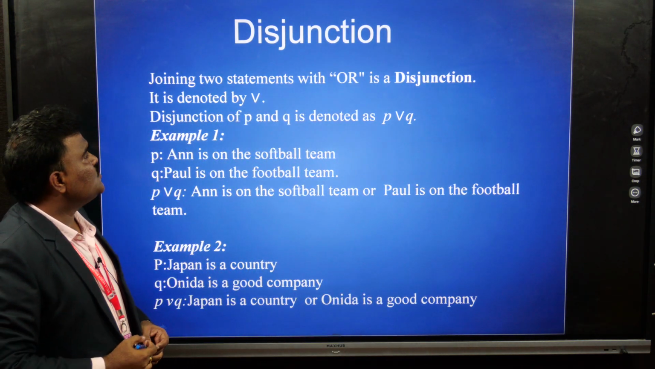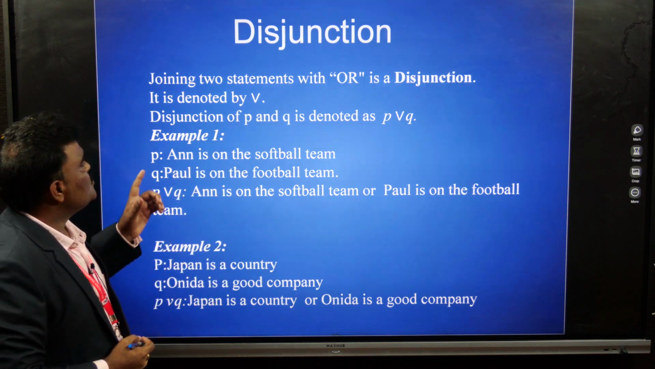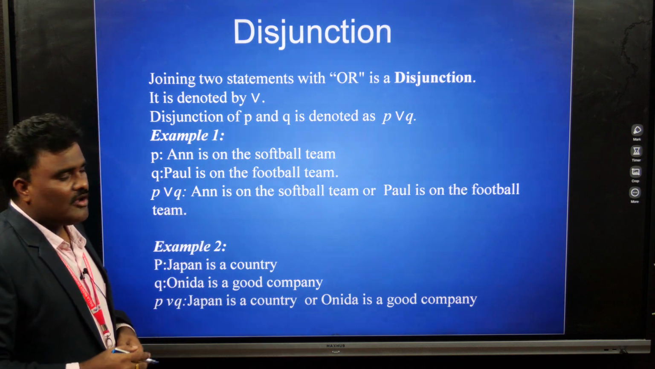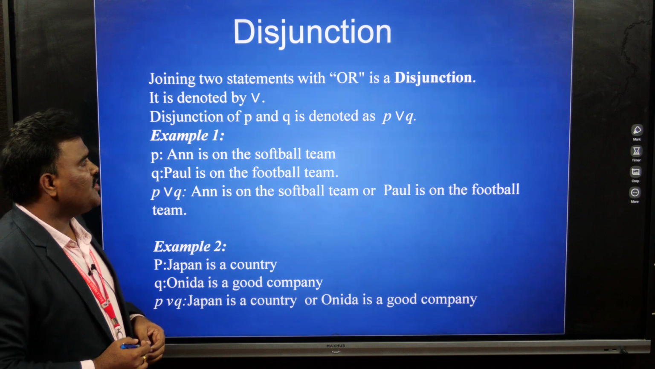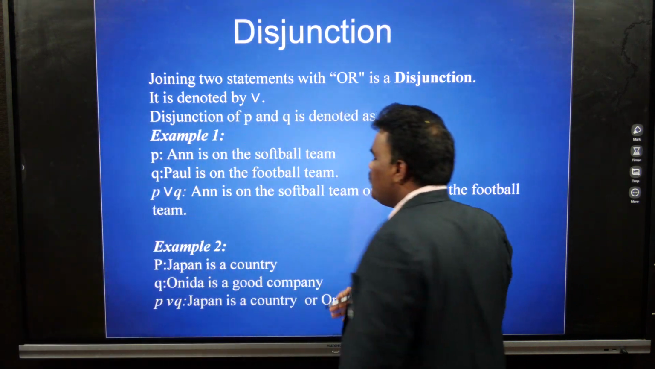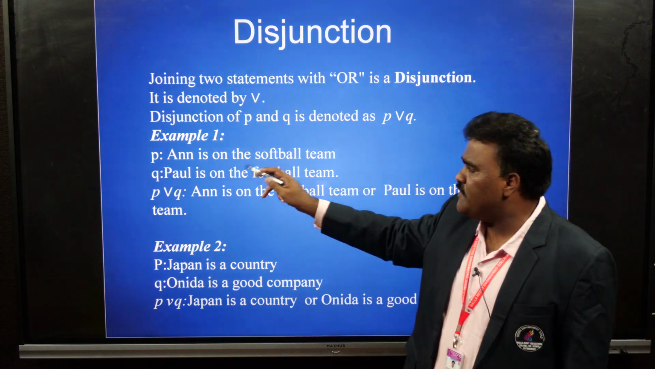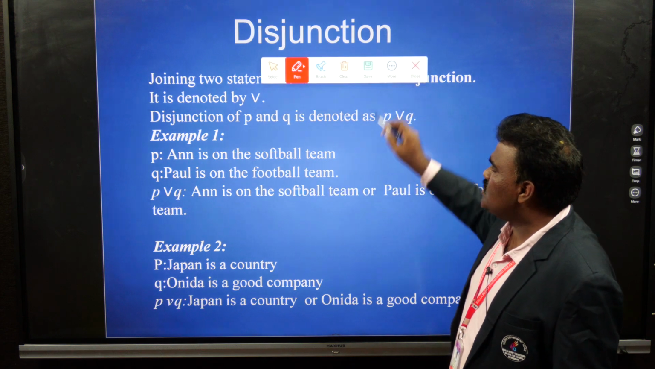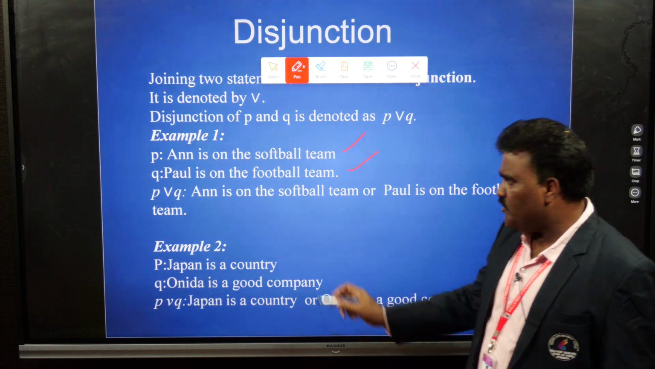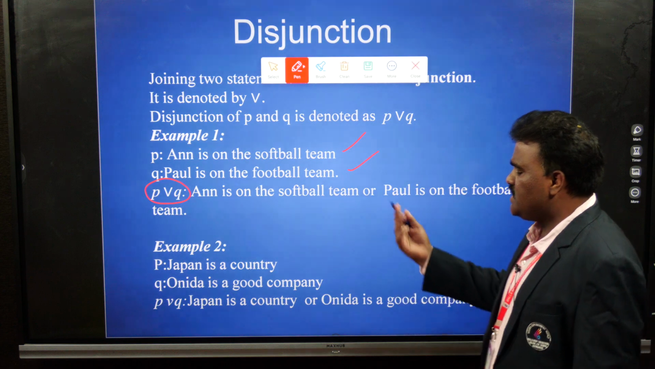Next, disjunction, which is represented with the OR symbol. Joining two statements with OR is a disjunction, which is denoted by the OR operator. Here the disjunction of P and Q is denoted as P OR Q. For example, the statements given are: P, Anne is on the softball team, and Paul is on the football team. I need to represent these two statements with the help of a disjunction.